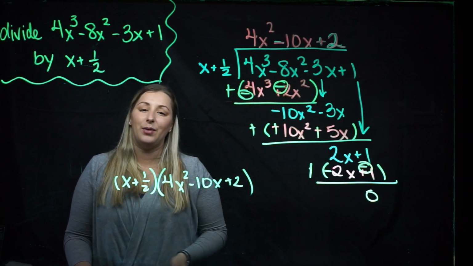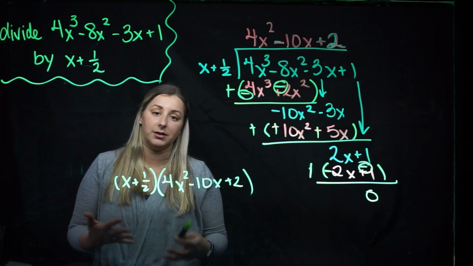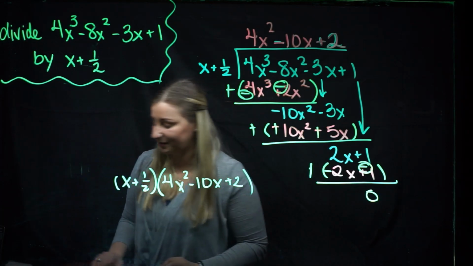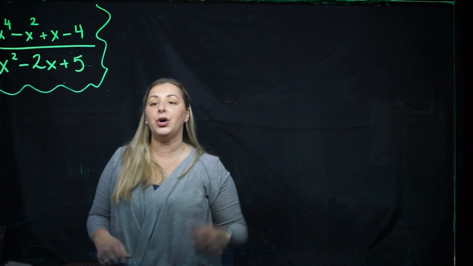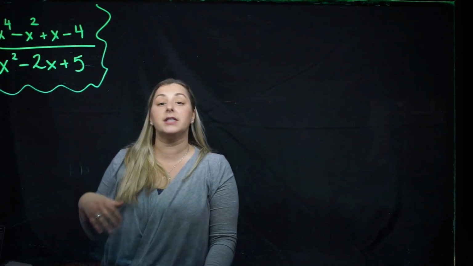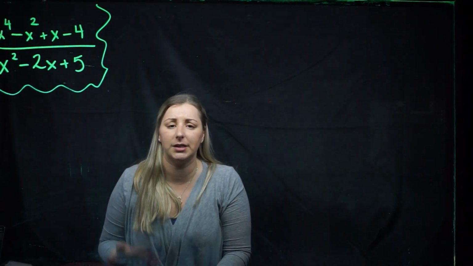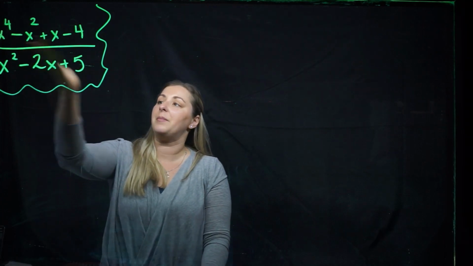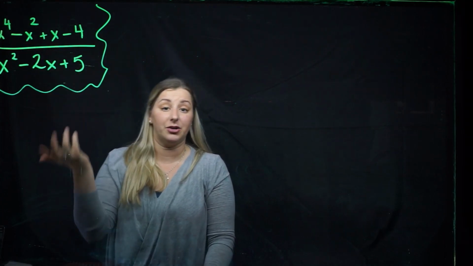Okay, one more example. We'll do one with a placeholder, and then I'll just give you some practice problems to work on your own. All right, so we're going to be working with this problem, and notice it's given in fraction form. Remember, fraction is still division. So we're dividing the top polynomial by the bottom. The bottom is now a trinomial.